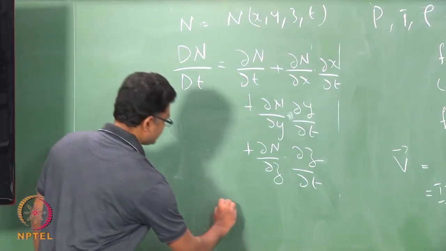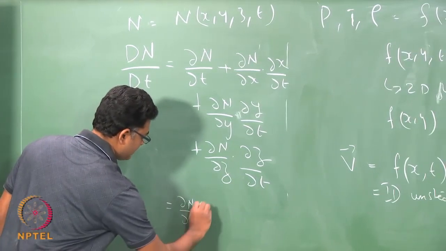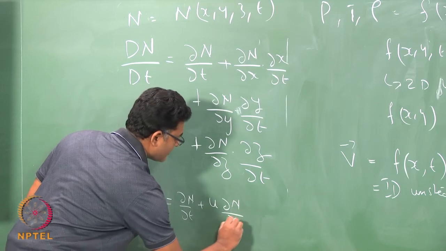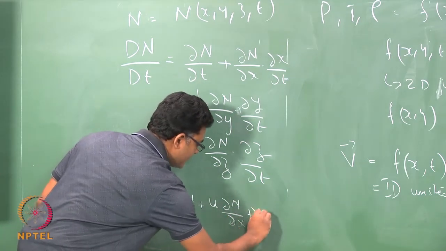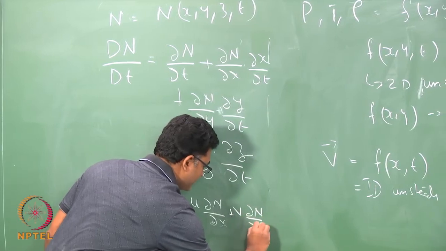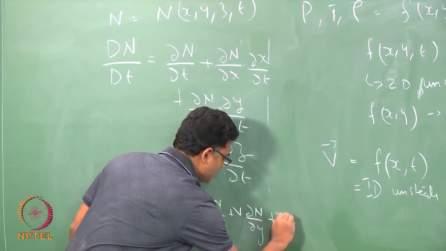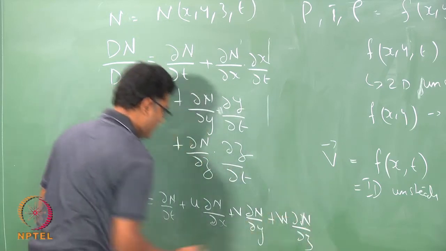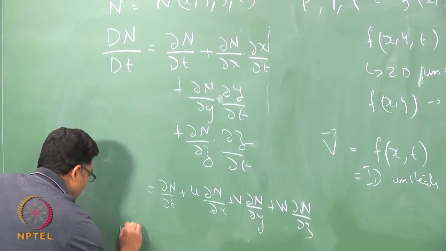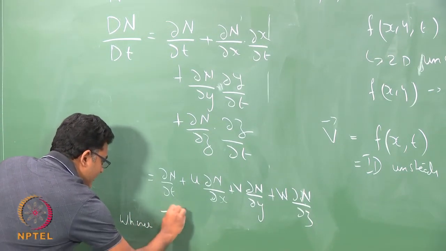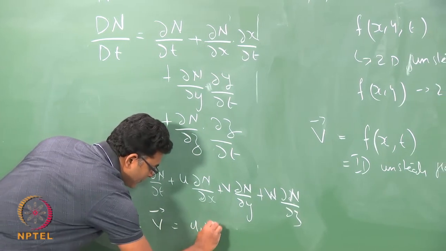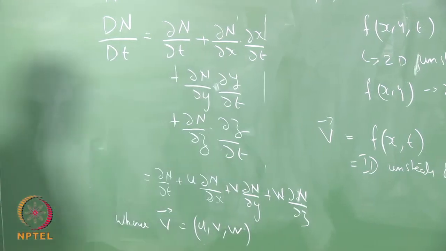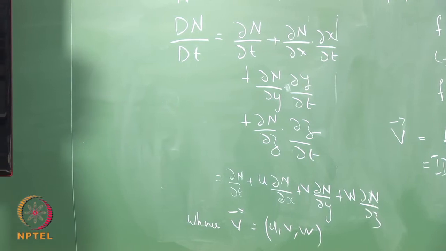which is dou n by dou t plus u into dou n by dou x plus v into dou n by dou y plus w into dou n by dou z, where your velocity vector has components u, v and w in the x, y and z direction. Okay.